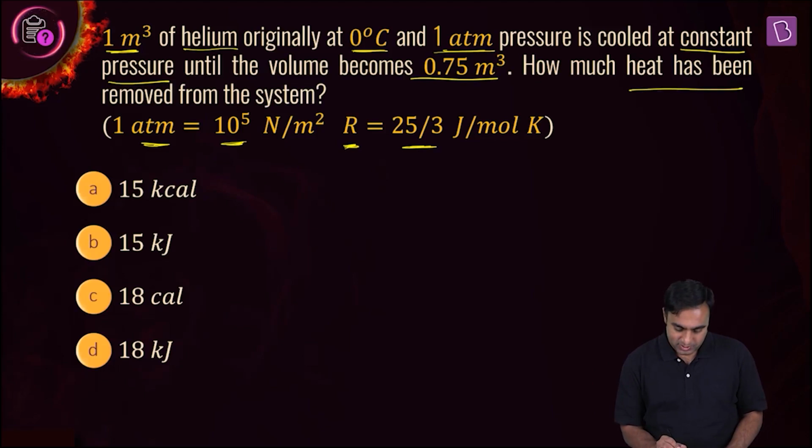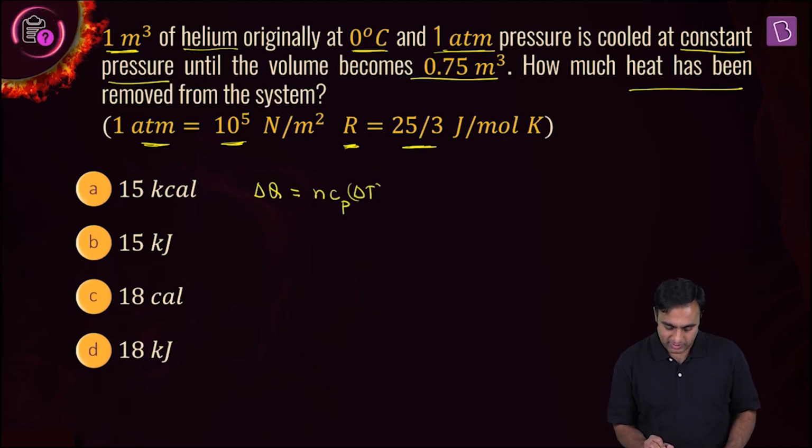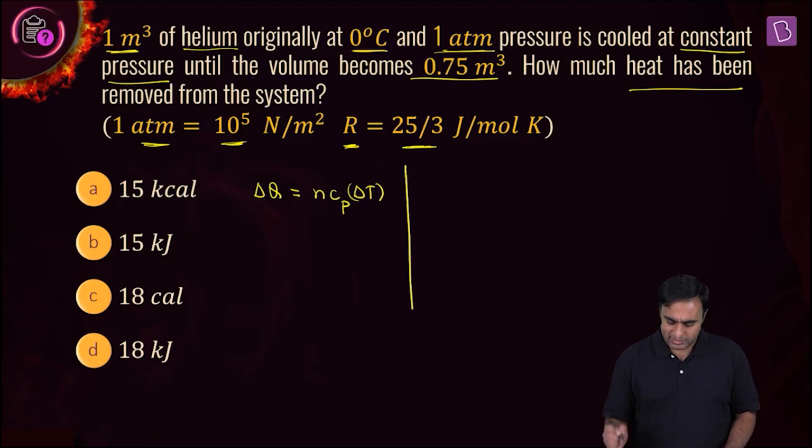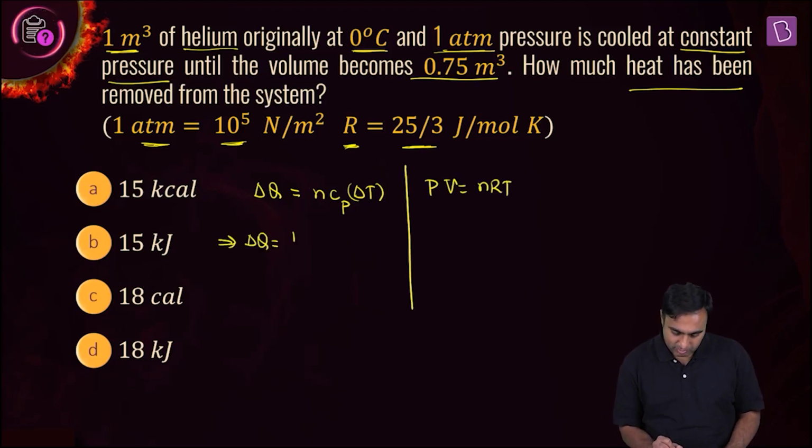Well, for an isobaric process, you can write delta Q, the heat removed from the system, to be N Cp delta T. What is N? The number of moles of this gas. Cp is the molar heat capacity at constant pressure for this gas, and delta T is a temperature change. We can write N, the number of moles, in terms of pressure, volume and temperature. How? Take the ideal gas equation. From here, N turns out to be PV by RT.